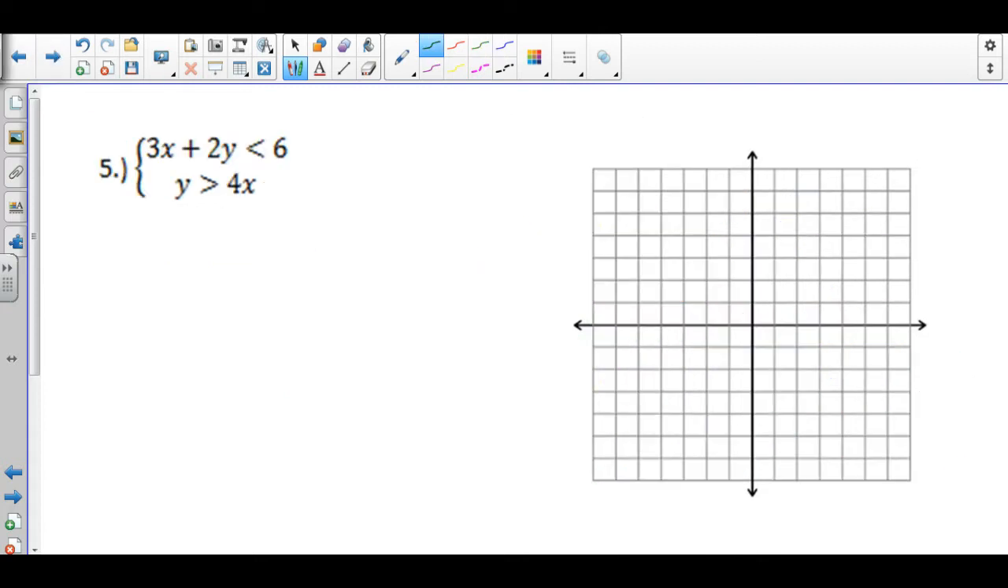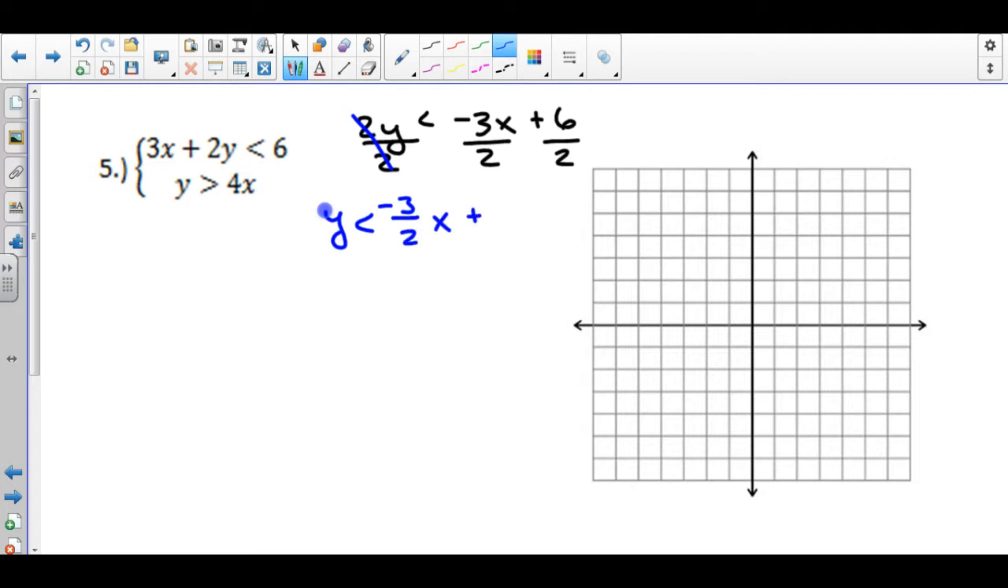Next one. The top inequality is in standard form. So the first thing I'm going to do is subtract 3x on both sides so I can get this into slope-intercept form, and I'm going to divide everything by 2. This one is going to become y is less than negative 3 over 2 x plus 6 divided by 2, which is 3.